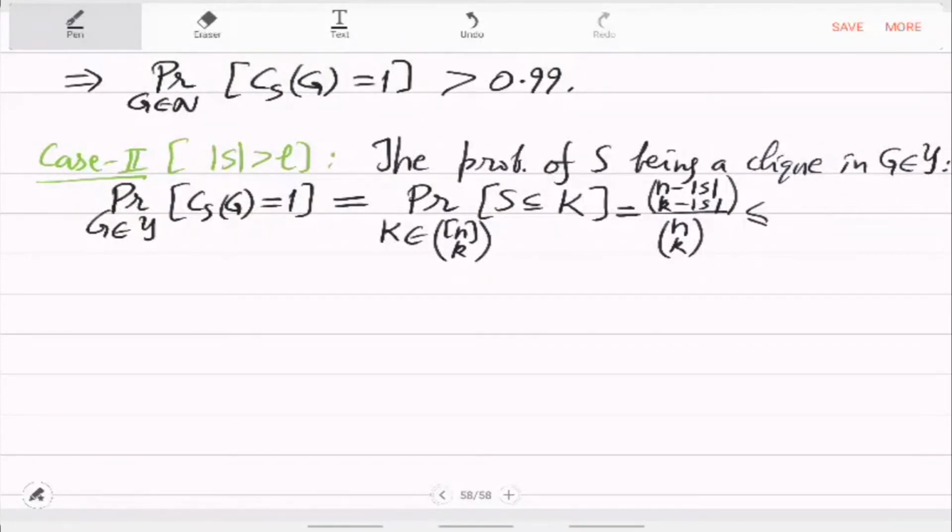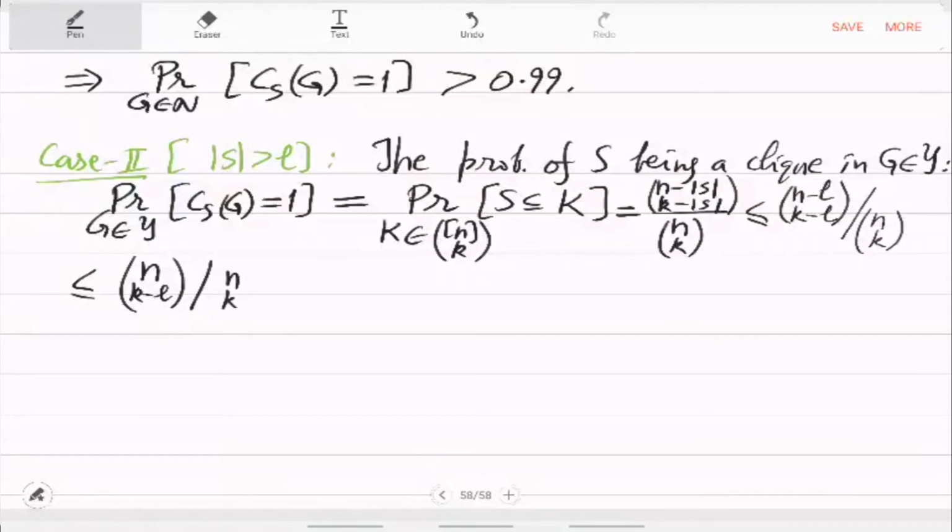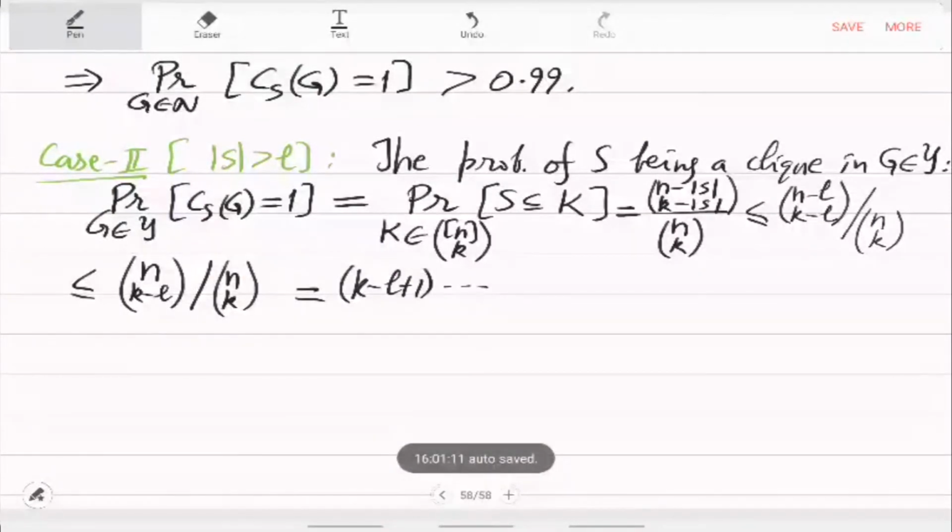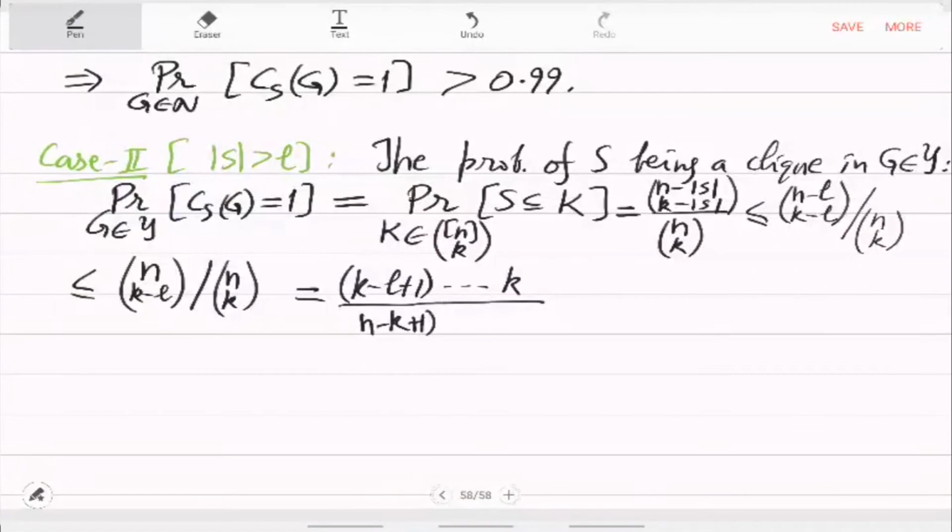Right, which is less than or equal to (n minus L choose K minus L) divided by (n choose K), which is less than or equal to n choose K minus L divided by n choose K. And that is exactly, with the binomial coefficient expansion, K minus L plus 1, keep increasing it to K, and n minus K plus 1 up to n minus K plus L.